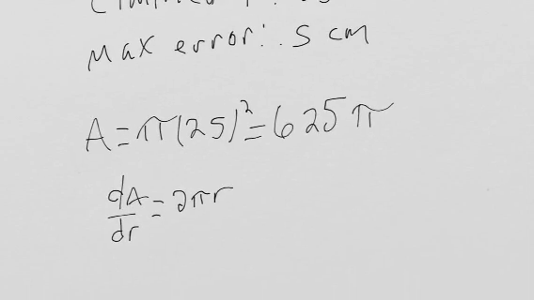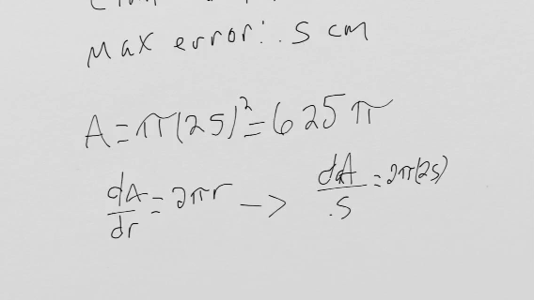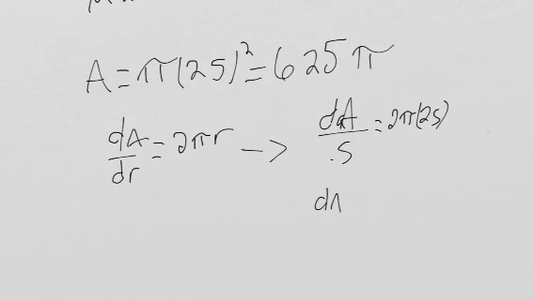Okay, so we're trying to figure out this possible change in area when we already know dr. Remember, dr is 0.5. So let me actually plug some stuff in. dA over 0.5 is equal to 2 pi times the claimed radius 25. So what's that possible dA? Well, 2 times 25 is 50, so it's 50 pi times 0.5. So then dA equals 25 pi.